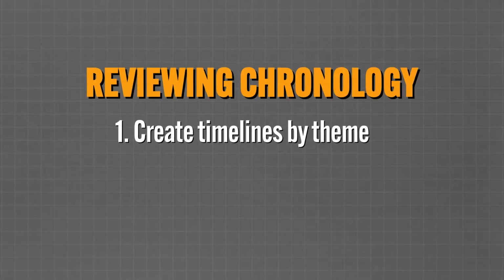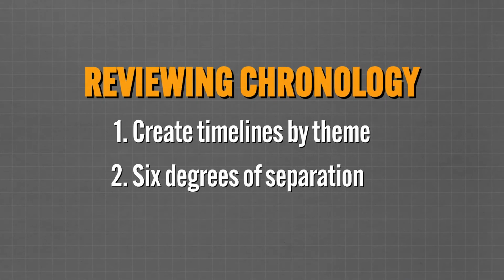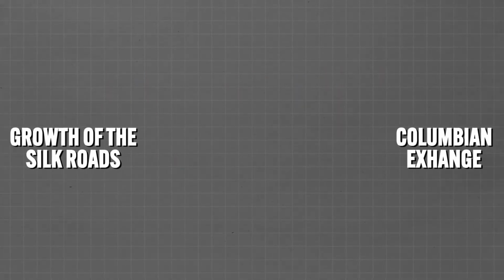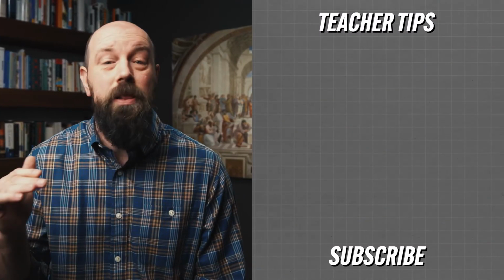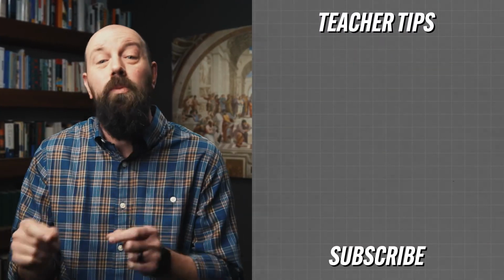Okay, now the second method is to muster the old standby, six degrees of separation. You give the students two events separated by a big chunk of time and then ask them to connect those events via causation. And again, do this by theme. This will not only get them reviewing the meaning of the content, but the order in which they need to remember it.